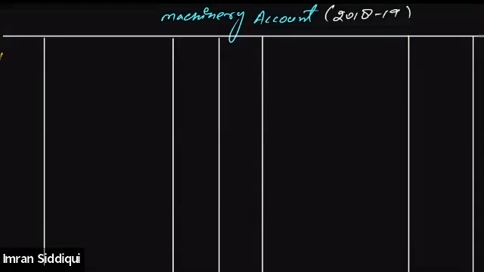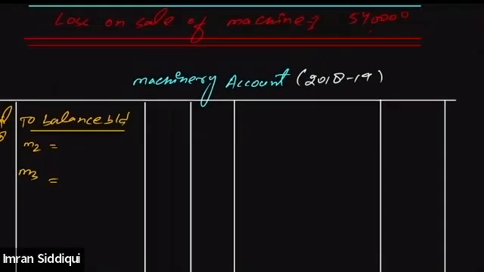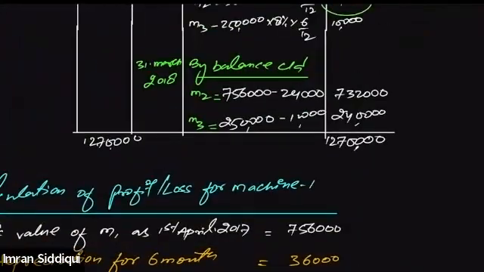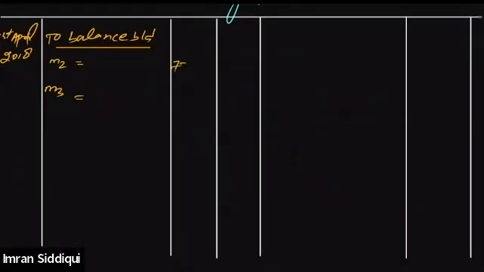Okay. So on 1st of April 2018, we'll write down the opening balance of this year, balance BD. And the closing balance of the previous year will become the opening balance of the next year. So opening balance for machine 2 and machine 3 we will have to write here. It was 7,32,000 plus 2,40,000.